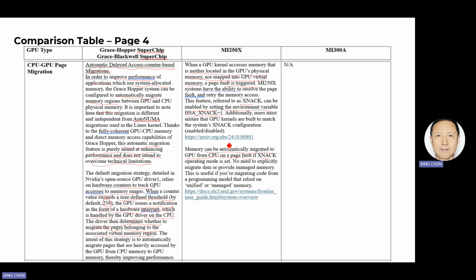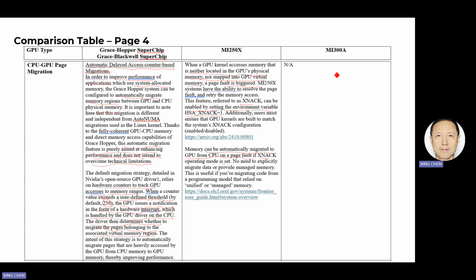So if you set up this, then when the GPU is trying to access the memory, and that's not yet in the GPU's memory, not in the GPU's virtual memory, the system is going to do the page migration and migrate the data to the GPU's physical memory. So that's going to also improve the performance for the application.